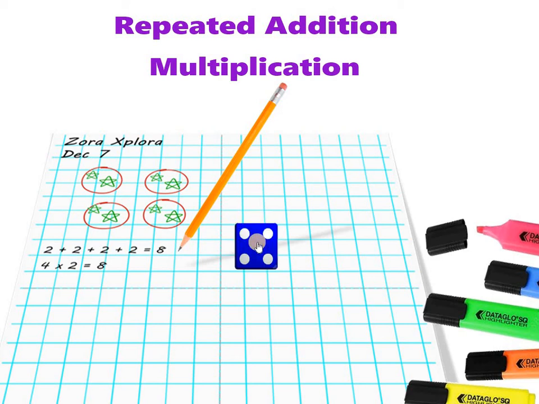Hi there, let's play a game. At the end of the game, I hope that you'll understand that repeated addition is the same as multiplication.